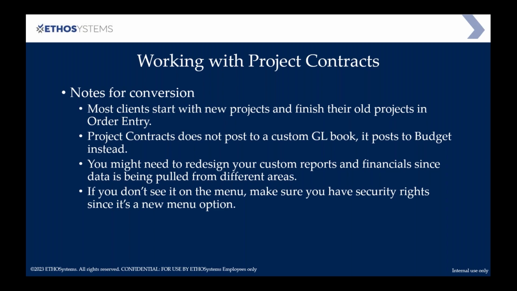A couple of notes: project contracts do not post to a custom book. So the way that a lot of our clients here at Ethos have been set up is that if you're using order entry for your contracts, we are hitting a contracts GL book that allows us to sometimes produce a WIP report a lot easier, and some of our financials based upon that. What it does is that we hit that book when we post the contract, and then when you invoice it, it's reversing that out from the contract. So you can always see where your balance is.